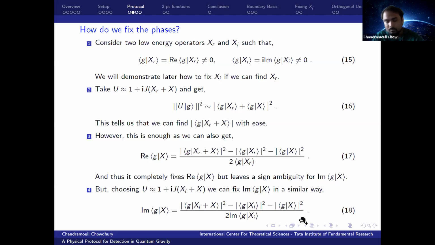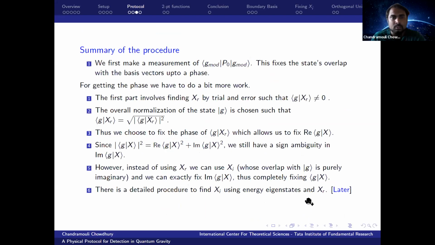Okay, great. So let me summarize this first. The first step in the entire procedure is to make a measurement of this kind, and this will fix the state's overlap with the basis vectors up to a phase. So you can have a set of basis vectors which are on the boundary, and the state's overlap with the basis vectors up to a phase can be fixed with a very simple measurement of this kind. But like I said, for getting the phase, we have to do a bit more work.